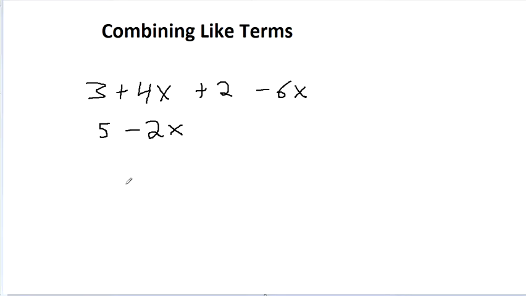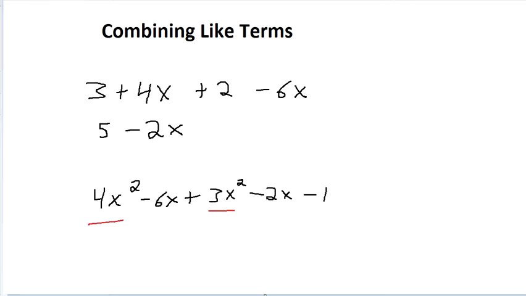And then another example that we might have for combining like terms, if you have 4x squared minus 6x plus 3x squared minus 2x minus 1. Okay, the like terms are the x squareds. And then we also have minus 6x and minus 2x. Those are like terms. Okay, because exponents are supposed to happen before multiplication.